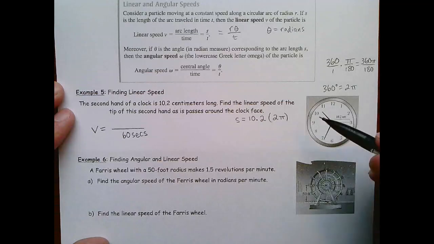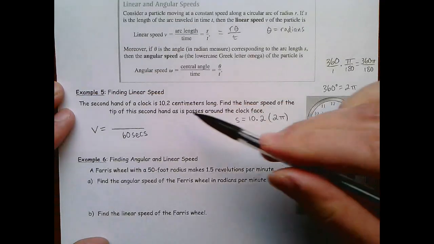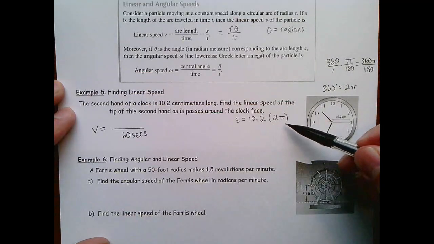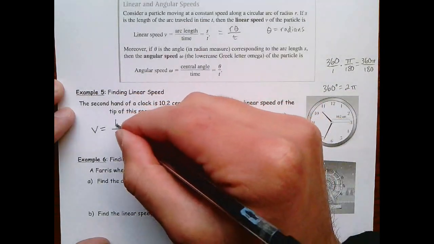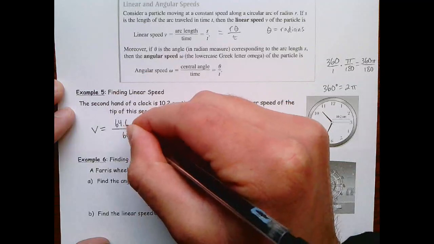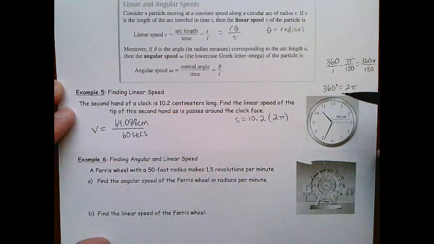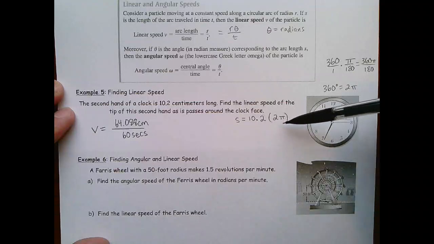So now that I have this, I can take these things and plug them in here. If I take 10.2 and multiply it by 2 pi, I can do it in the calculator. I would get 64.088, and that's going to be in terms of centimeters because I'm taking a length of the arc length.